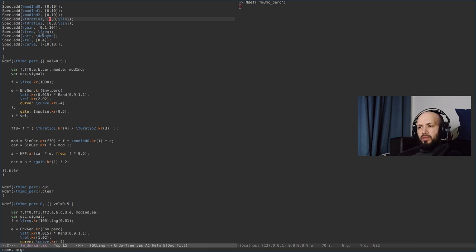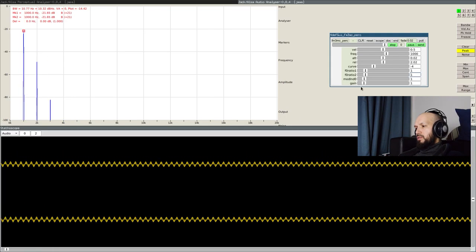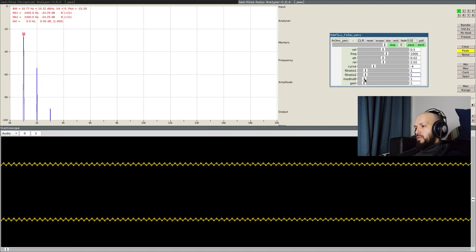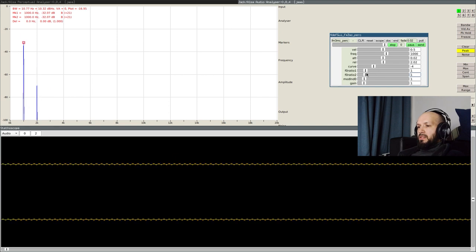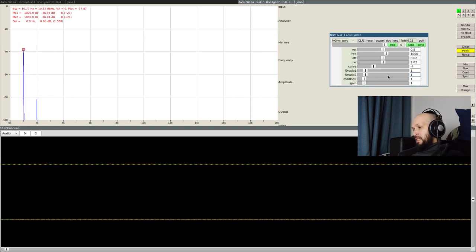I will return to these things in later videos. Now let's just take it for granted. So you have something going from 0 to 10, that's mod index. And this mod index here will go from 0 to 10. And that's enough for the beginning.